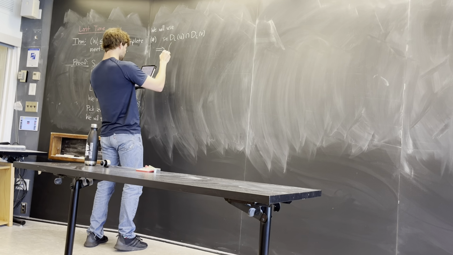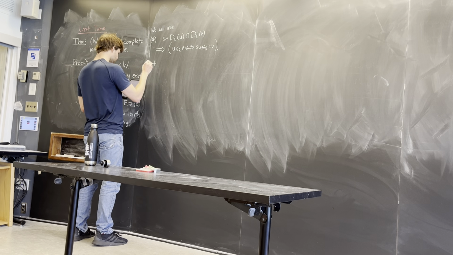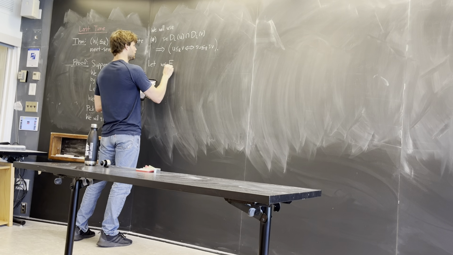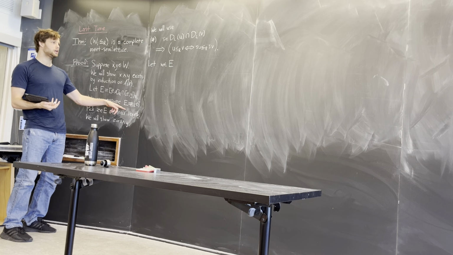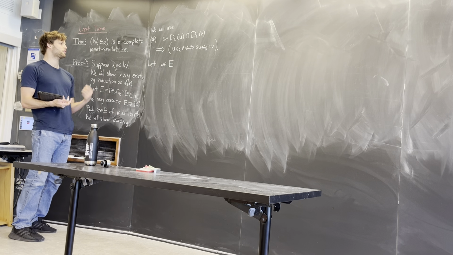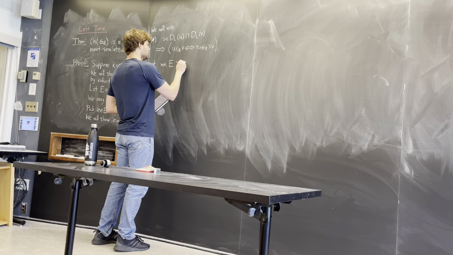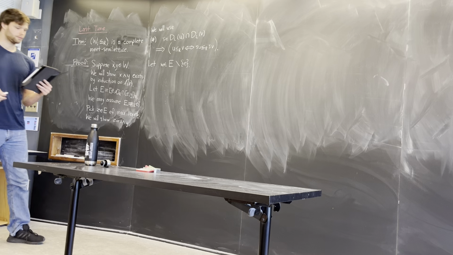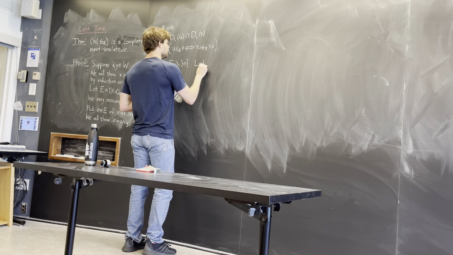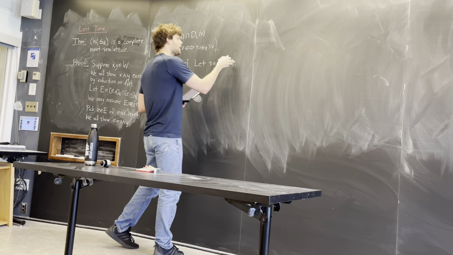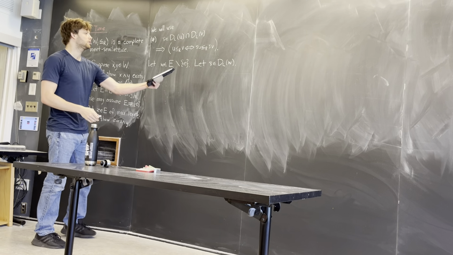So my goal is to show that z is greater than or equal to everything in capital E. So I'm going to pick some w in capital E. If w is the identity, I know that it's already less than or equal to z, so I can assume that w is not the identity. And I want to show that w is less than or equal to z. So I'm going to let s be a left descent of w. And I know that it has a left descent because w is not the identity.